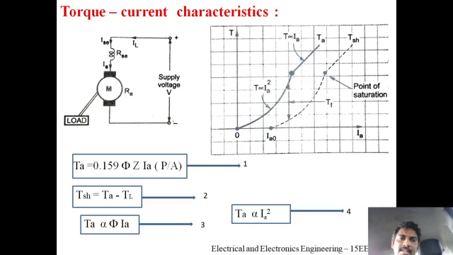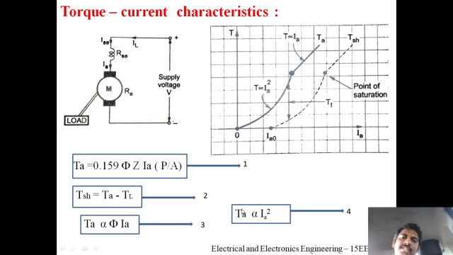By analysis of the circuit diagram of the DC series motor, we can write equation 3 from equation 1. The torque developed at the armature is directly proportional to phi and Ia, because phi and Ia vary with load. As the motor load is varied, the current Ia varies, and the flux produced by the field winding also varies, because Isc varies as Ia varies. Therefore, the torque is directly proportional to phi and Ia.